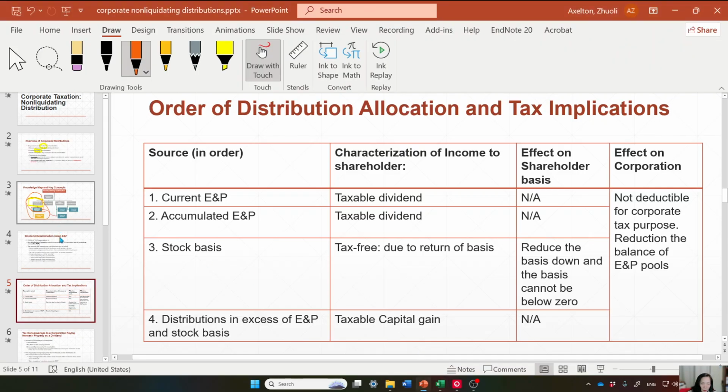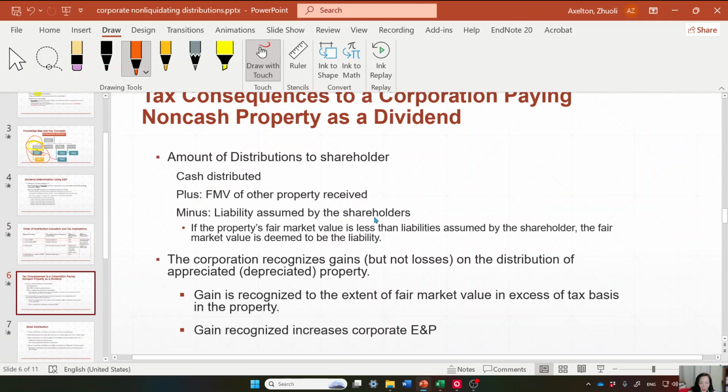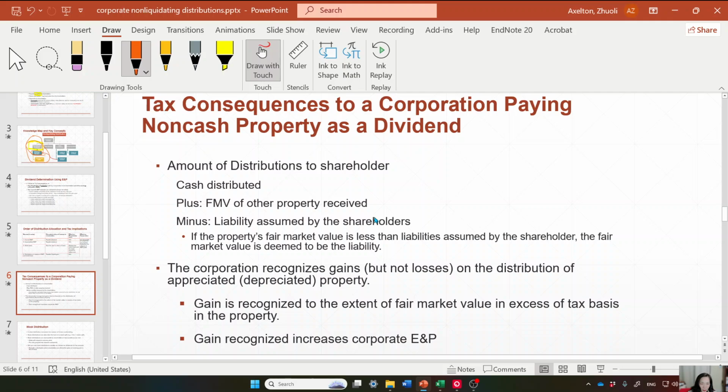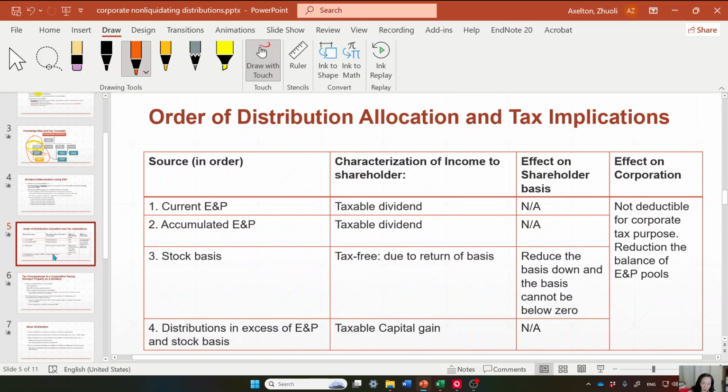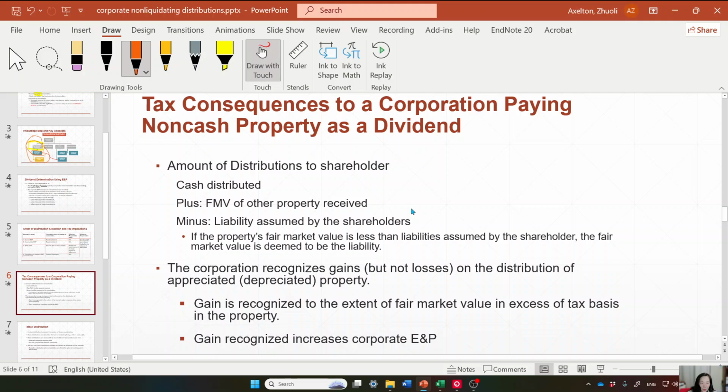So next, we're getting into the property distribution. The property distribution is a little bit more complicated. From a shareholder's perspective, they still have to run through the rules, right? Those rules still apply because property is still a value distribution. But because there's property involved, things always get more complicated, right?